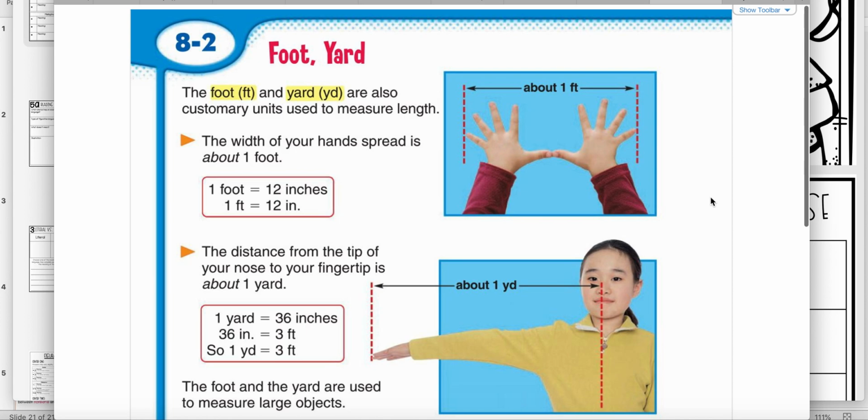And then we talk about a yard. 1 yard is 36 inches. Now, if you were at school, I have a yardstick to show you, but maybe mom or dad have a yardstick at home that they can show you. But a yard, they say, is from the tip of your nose to your fingertip. So that's 36 inches. So my question is, 36 inches is how many feet? It's 3 feet. So 3 rulers equals 1 yardstick.